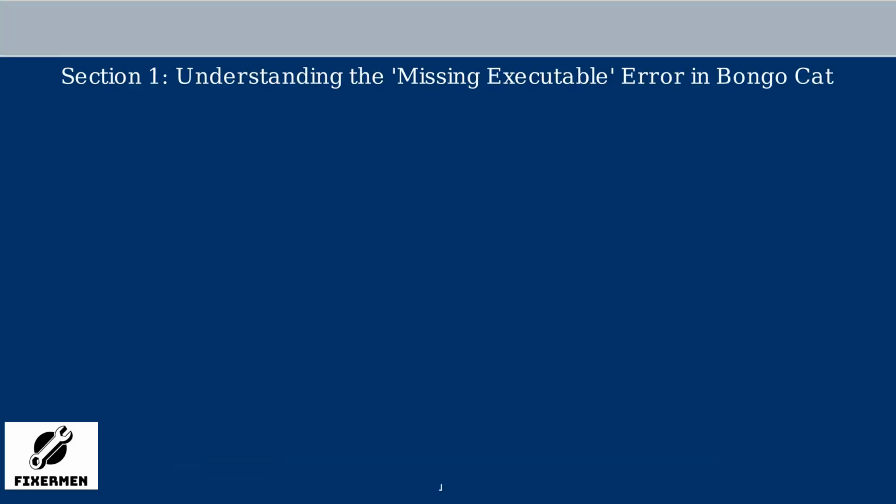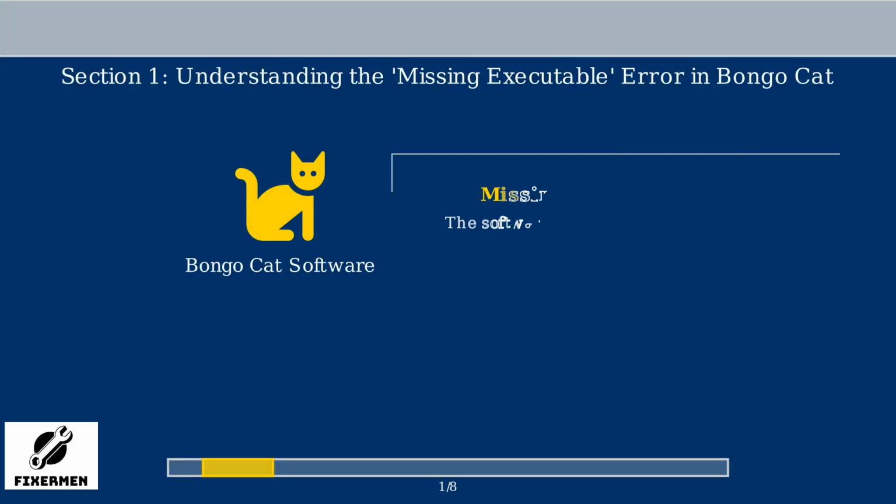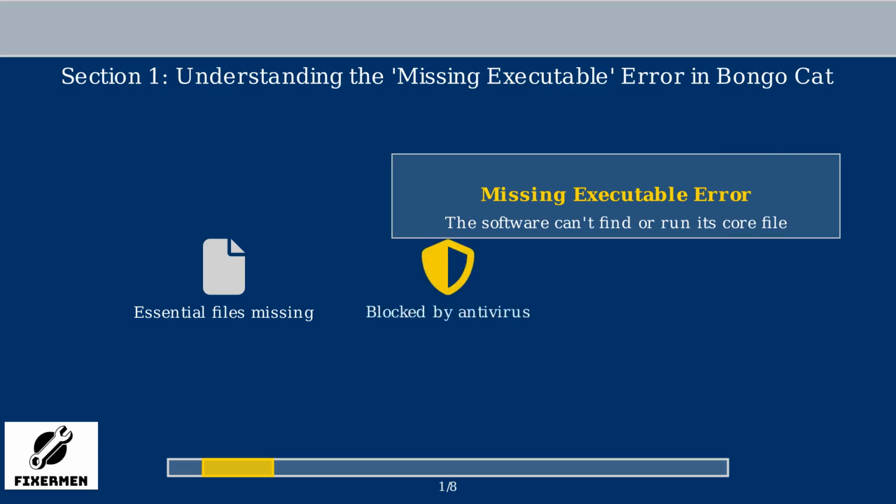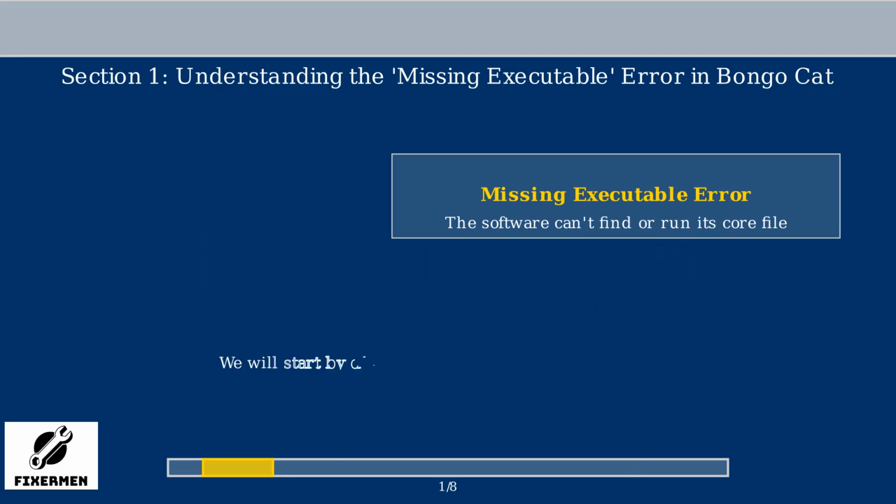The missing executable error in Bongo Cat means the software can't find or run its core file, like bongocat.exe. This happens when essential files are missing, corrupted, blocked by antivirus, or the software doesn't have permission to run. We will start by diagnosing exactly what is going wrong.